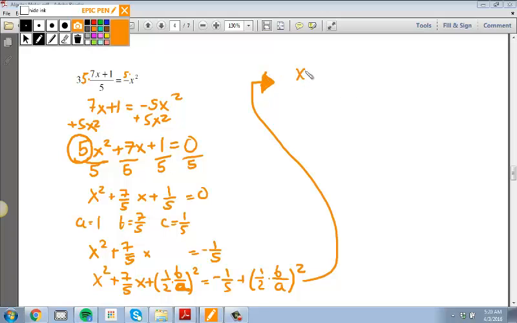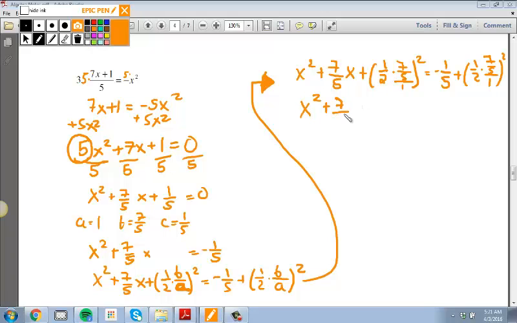Right, so this is x squared plus 7 over 5 x plus a half times 7 over 5 over 1, but that's really just 7 over 5, squared, equals negative 1 over 5 plus a half times 7 over 5 over 1, squared. So now let's simplify the inside of the parentheses like we have been. And this is 7 over 10 squared. And this is 7 over 10 squared.